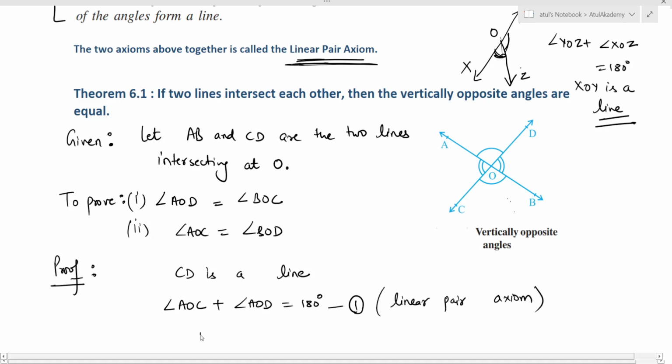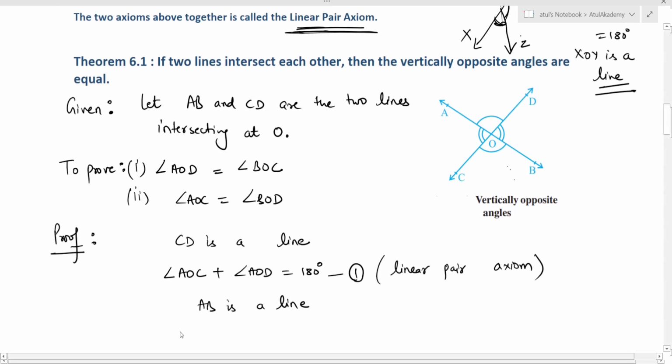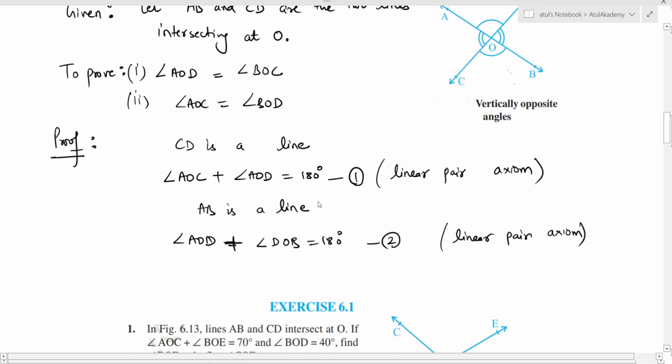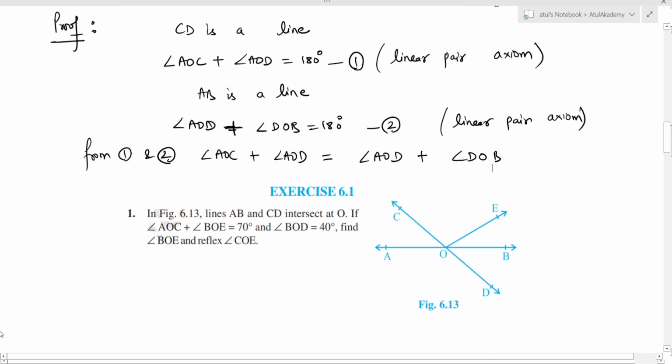Now AB is also a line. Yes or no, students? AB is also a line. So I'll say again that AOD plus DOB is 180 degrees. That's my second equation. Same reason, linear pair axiom. Clear, students? Now 1 and 2 both are 180 degrees. So from 1 and 2 I'll write angle AOC plus angle AOD is equal to angle AOD plus angle DOB.